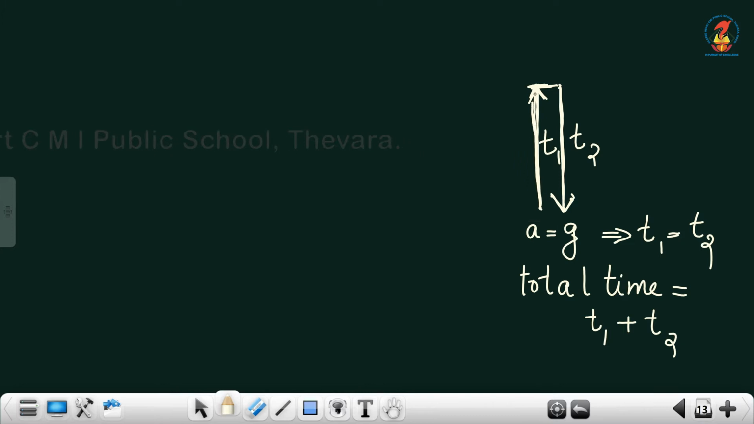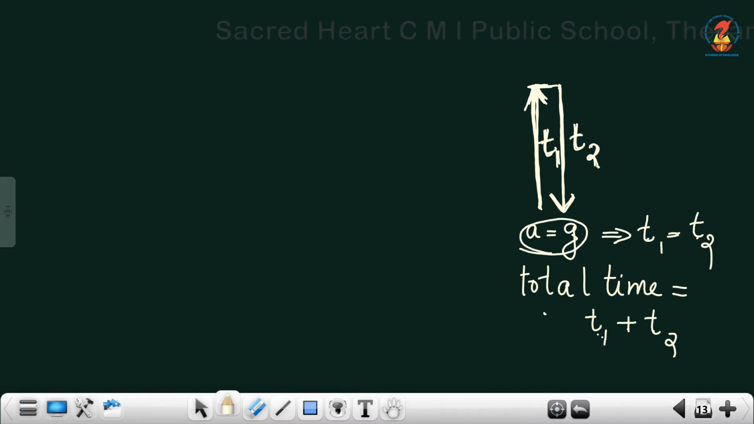From the ground to the maximum height, it takes t1 seconds, and from the maximum height to reach back the ground, the object needs t2 seconds. The total time is t1 plus t2, and here both t1 and t2 are the same since the object is following the same path and the acceleration of the object is completely due to gravity. Both the times taken will be the same. Okay. Now, let us move on to the calculation.